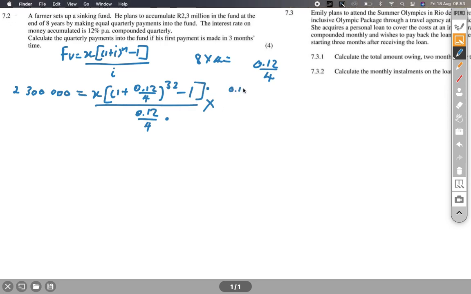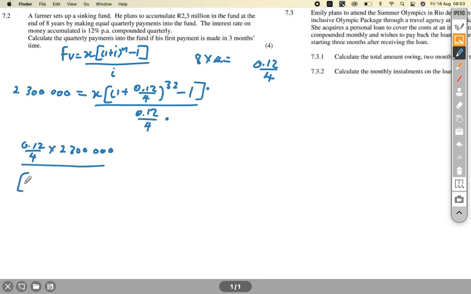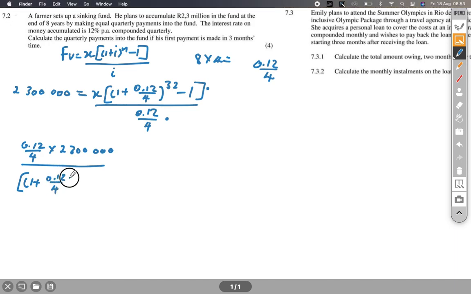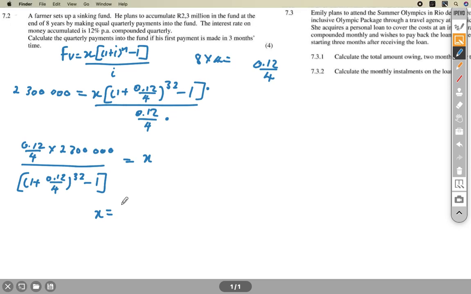So we're going to say 0.12. Okay, let's do it in the next step. So we're going to say 0.12 over 4 multiplied by 2.3 million divided by the square bracket (32 minus 1) equals 2x. So since we multiplied both sides by this, it will cancel out with this and cancel out with this. So now we can get our x, can punch that into our calculators.